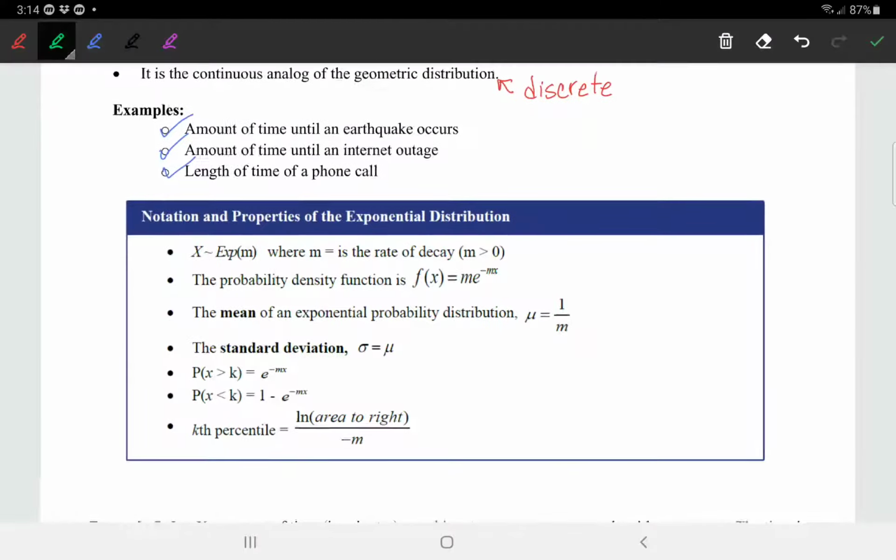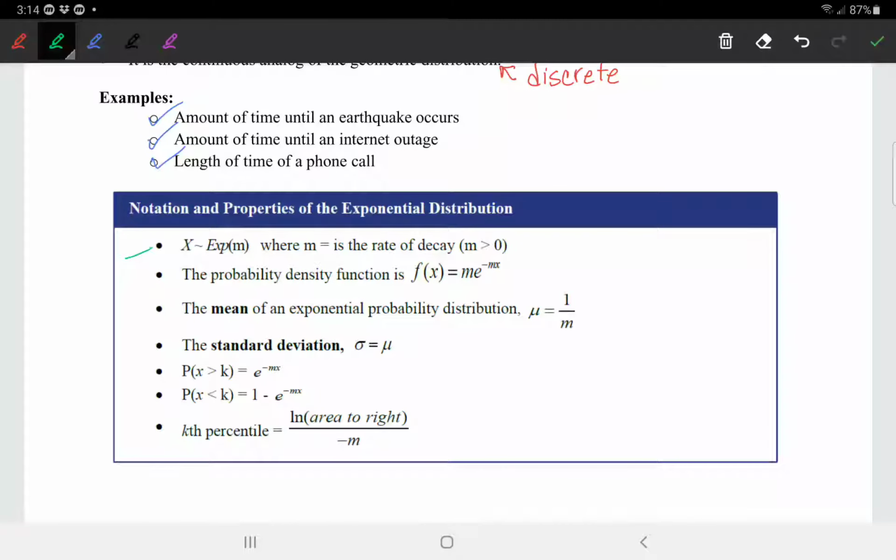So the notation for the exponential distribution: x, the random variable, will follow the exp, which is for the exponential. The parameter is m, where m is the rate of decay. And in the first video, you saw that we said that the PDF was f of x is equal to m e to the negative mx, so m is that rate of decay.